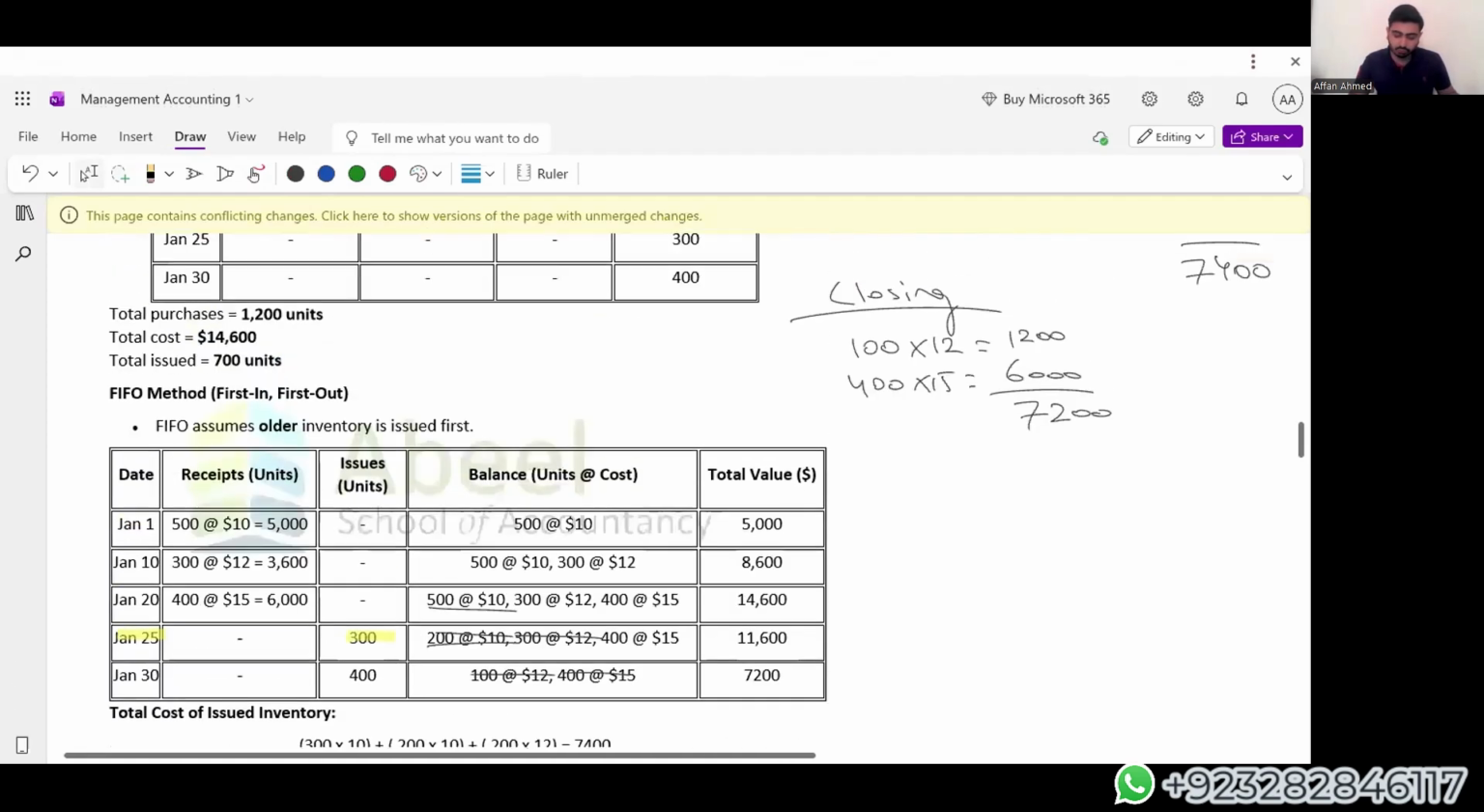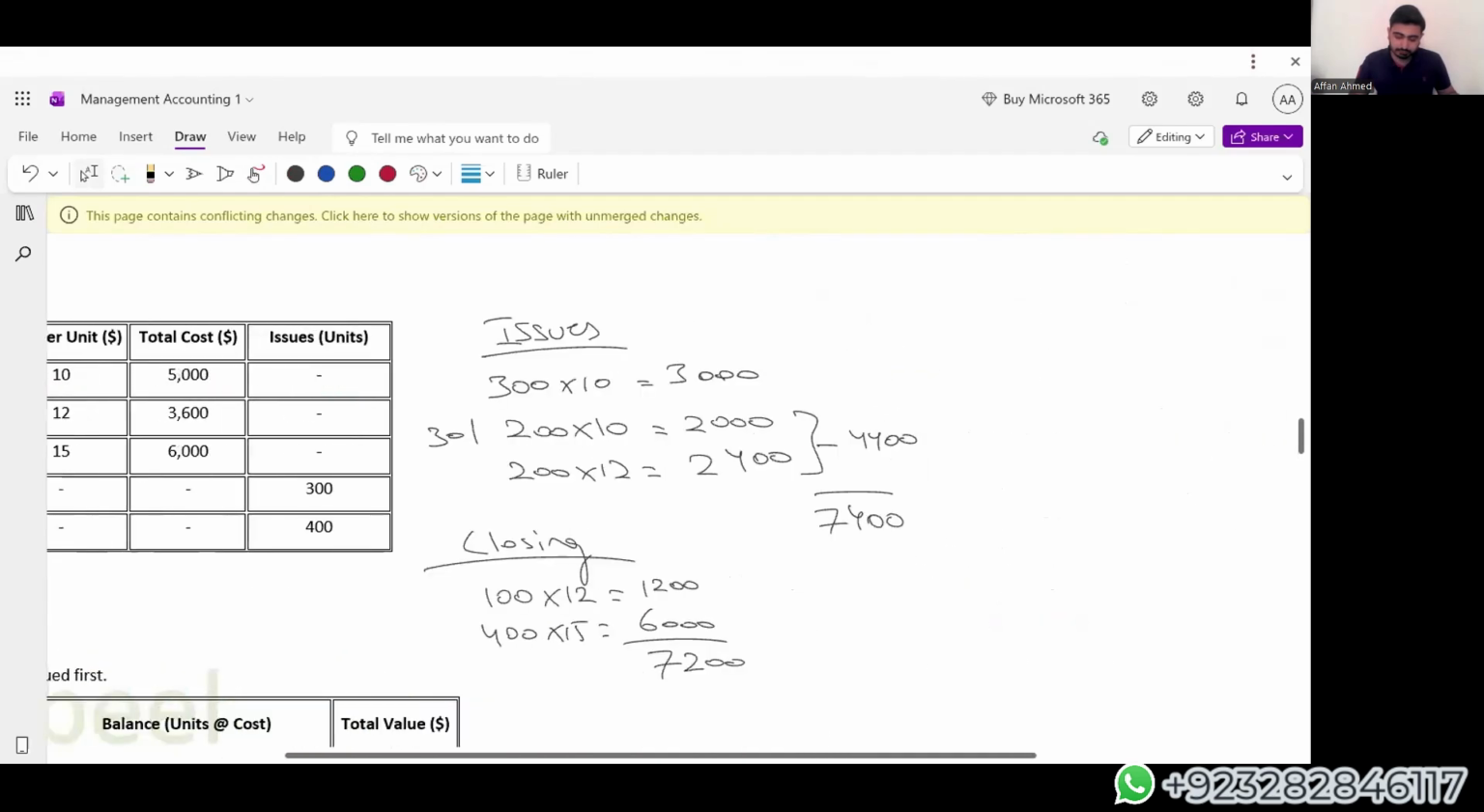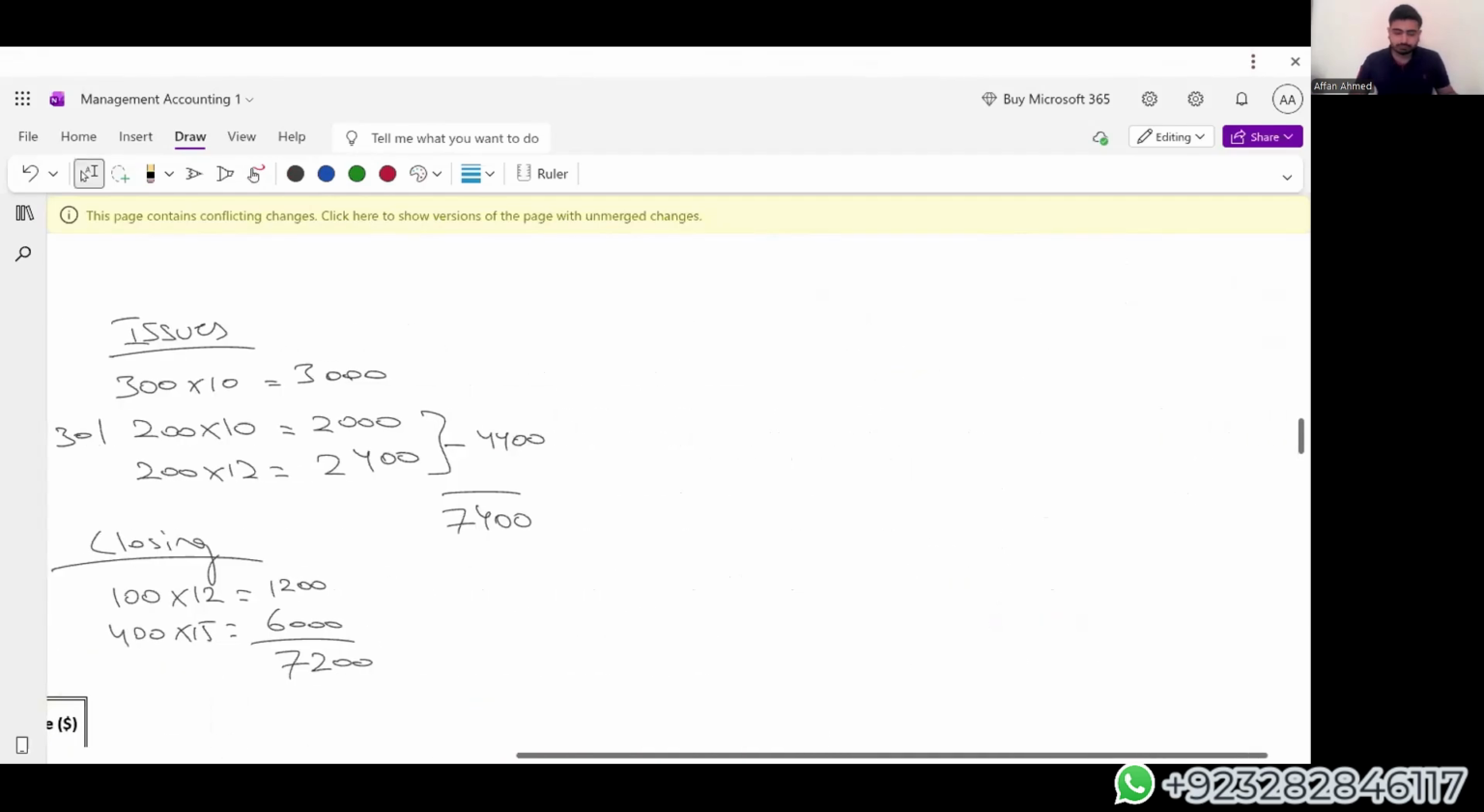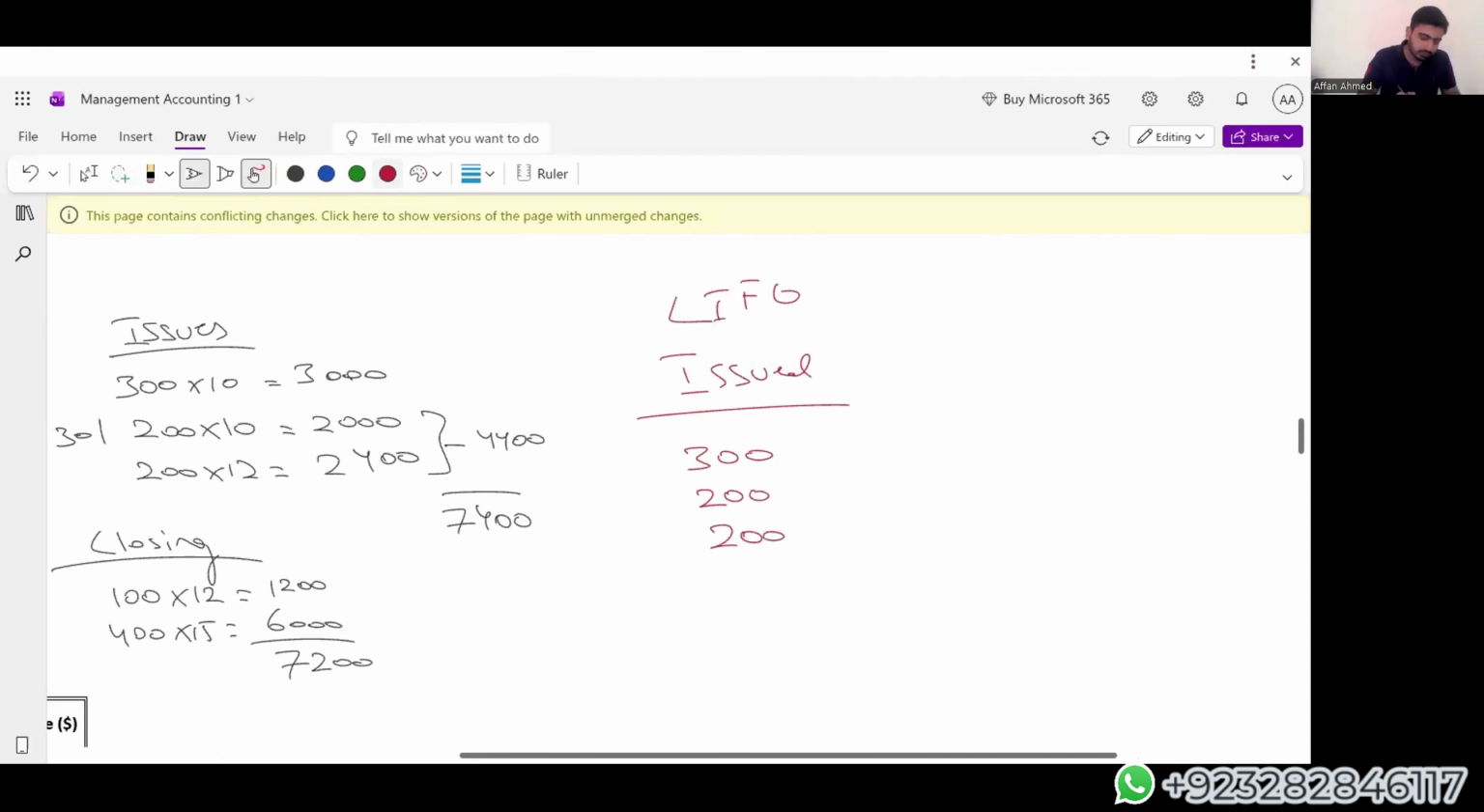Now, if we solve it for LIFO, let's just use another ink. If I talk about issued, we are issuing 300 units, then we are issuing 200 units, and we're issuing 200 units. Okay. Now let's see what we can do here. We might not be required to issue the direct 200.